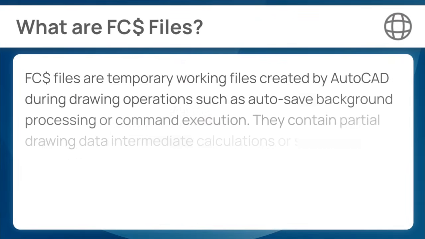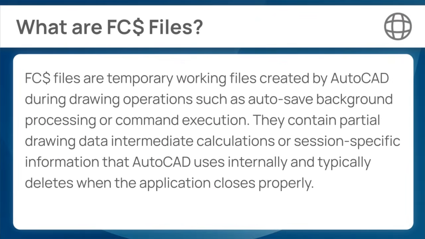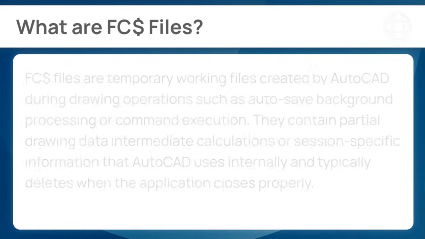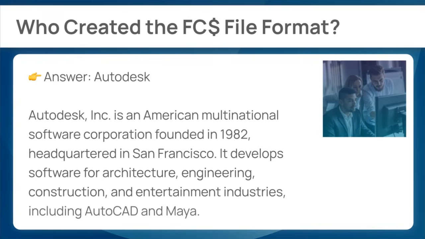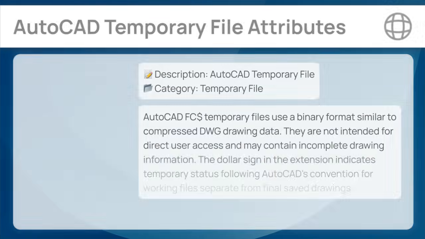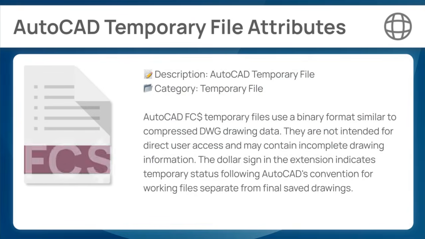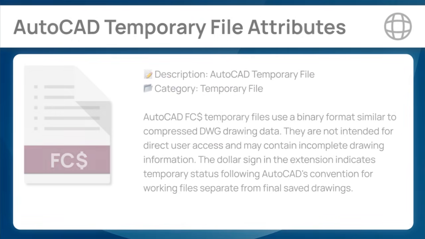FC$ files are temporary working files created by AutoCAD during drawing operations such as autosave, background processing or command execution. They contain partial drawing data, intermediate calculations, or session-specific information that AutoCAD uses internally and typically deletes when the application closes properly. AutoCAD FC$ temporary files use a binary format similar to compressed DWG drawing data. They are not intended for direct user access and may contain incomplete drawing information. The $ in the extension indicates temporary status, following AutoCAD's convention for working files separate from final saved drawings.